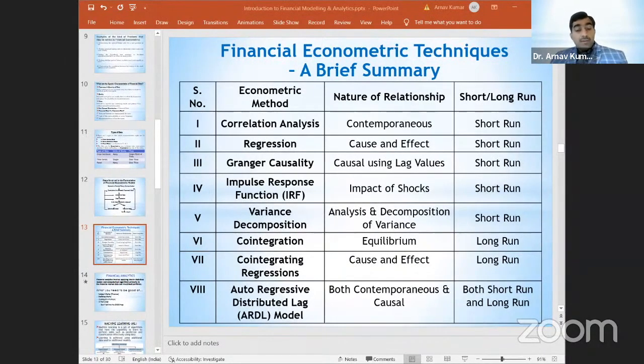So what is the impact of the shock? That would have an impact on the markets. Or we know this, oil prices will cause inflation. Inflation will cause interest rate hikes.